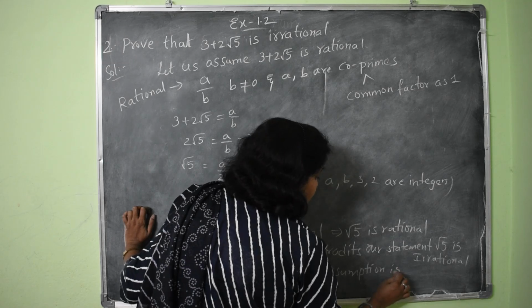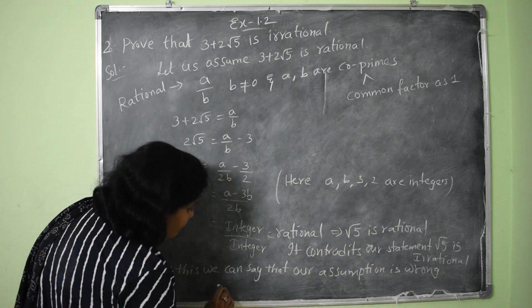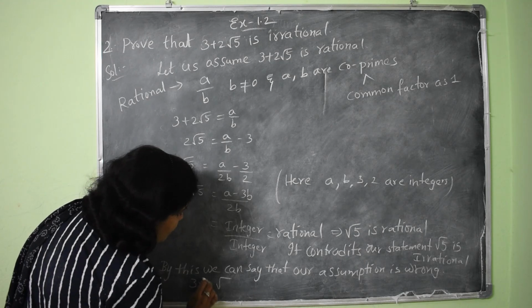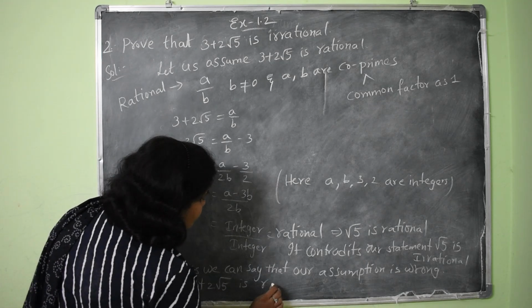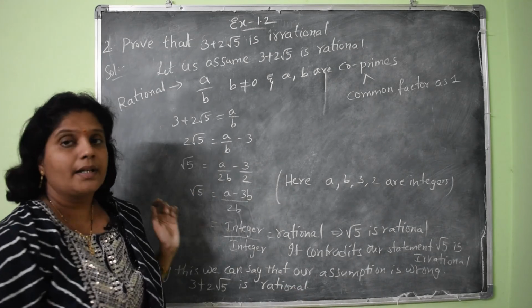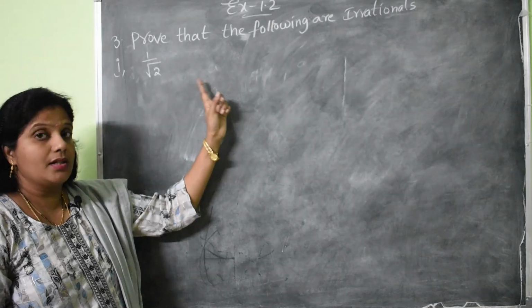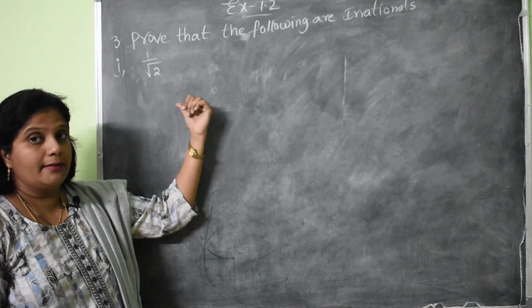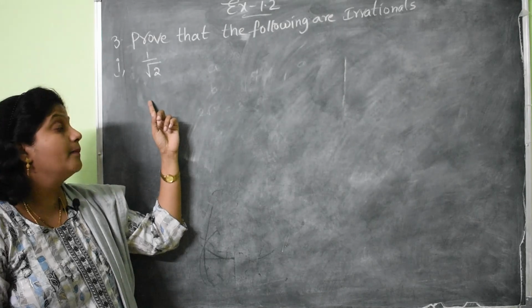Our assumption is wrong. Root 5 is 3 plus 2 root 5 is rational. Okay, understood? What is the question? Prove that the following are irrational. We need to prove that the following numbers are irrational. In the third sum, we are going to solve the first problem.